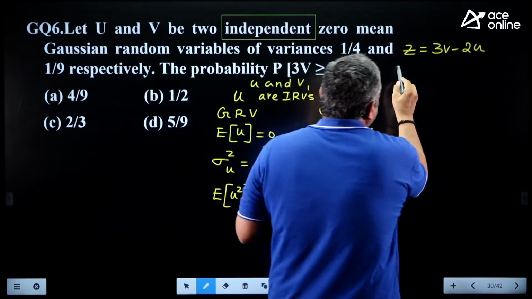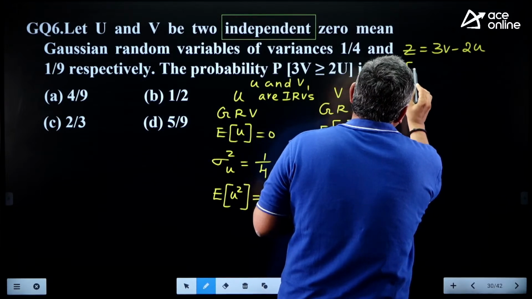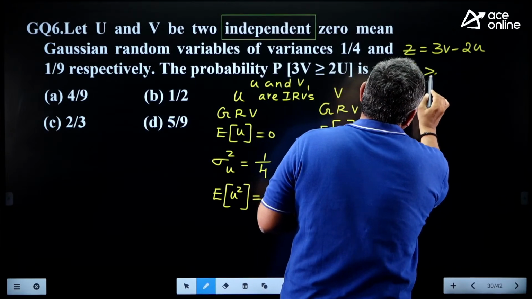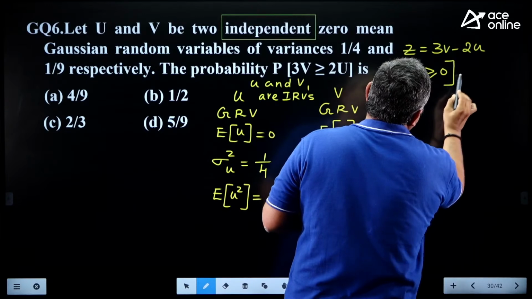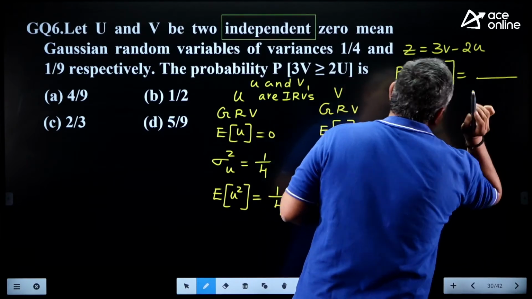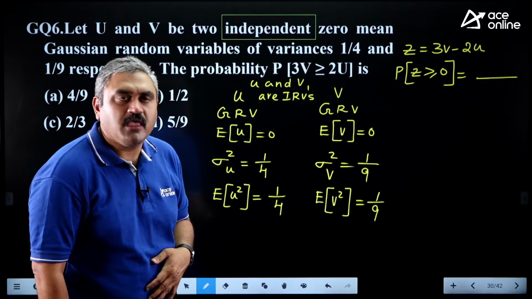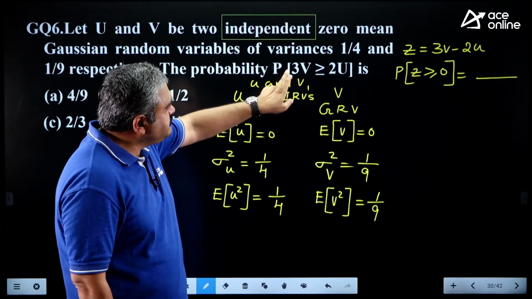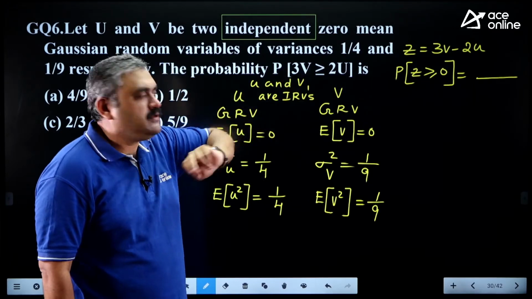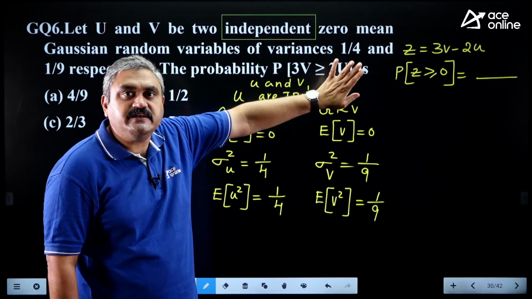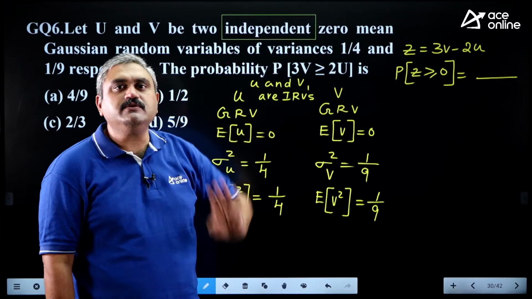So indirectly, how can I write it? What is the probability of z greater than or equal to 0? That is the question, or not? I am just converting the way the question is framed, that's all. 3v greater than or equal to 2u means 3v minus 2u greater than or equal to 0. I have designated 3v minus 2u as z. So what is the probability of z greater than or equal to 0?